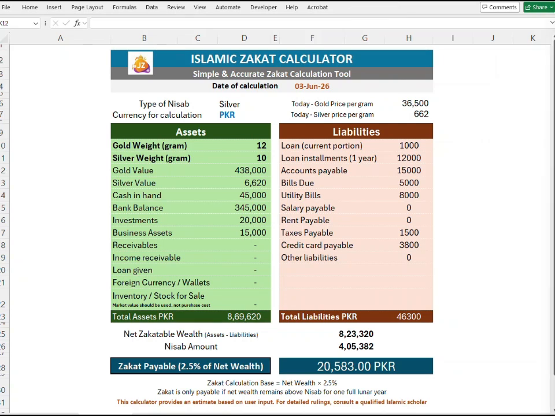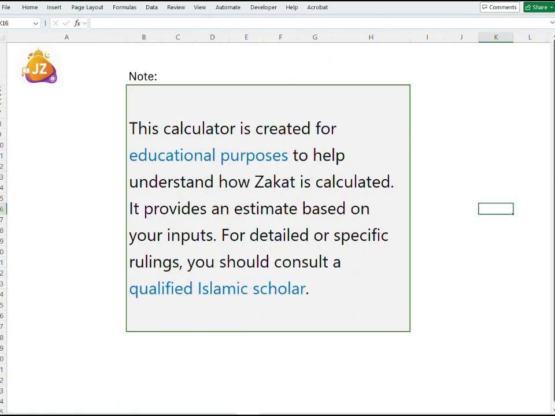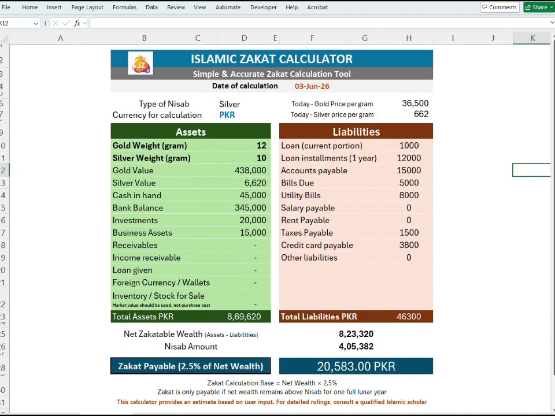Before we begin the calculation, it is important to understand the purpose of this tool. This calculator is created for educational purposes to help understand how zakat is calculated step by step. It provides an estimate based on the values entered by the user. For detailed or specific rulings, it is always recommended to consult a qualified Islamic scholar. In this video, we will go through the complete process in a simple and practical way.